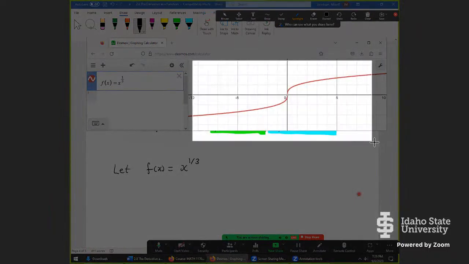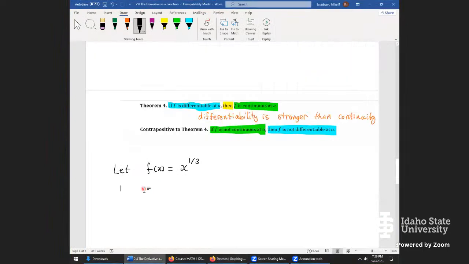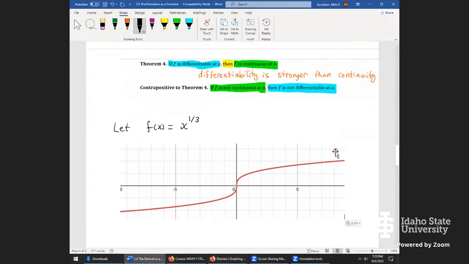But there is one specific spot where we actually do lose differentiability. Anyone see where it is? It's 0, absolutely. There is one really bad problem at 0. If we put a tangent line on that, as we go through 0, anyone see what the slope of that tangent line would be? Exactly. So this is a vertical tangent line, which means m, the slope, is undefined.